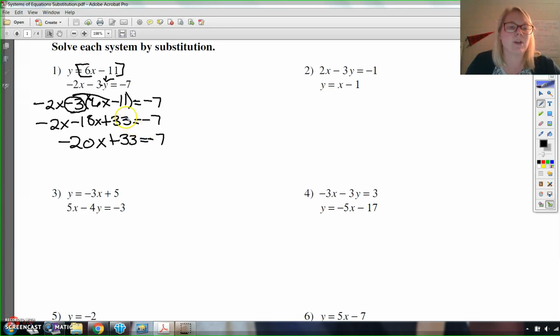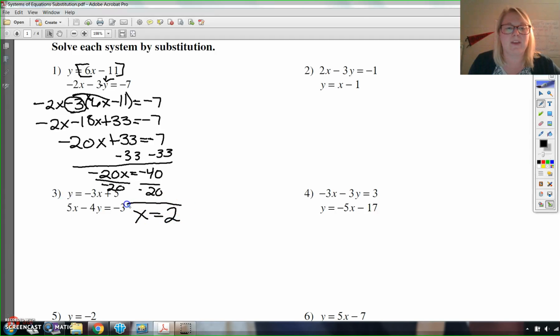Okay? So now I need to solve for x. So I'm going to subtract 33 on both sides. I get negative 20x equals negative 7 minus 33, which is negative 40. Now, in order to solve for x, I need to divide by negative 20, and I see that x equals 2. Negative 40 divided by negative 20 is positive 2. Okay? So now I know what x is.